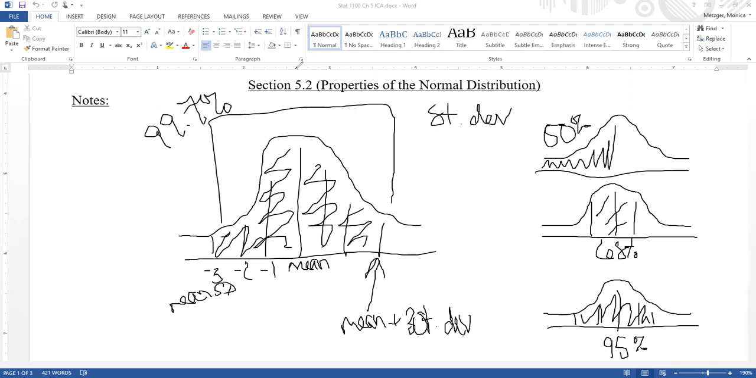So in our tails, I'm going to use blue here, we can figure out how much is remaining. If we have 99.7% of our data within 3 standard deviations, then we're going to have 0.3% remaining. So we'll have 0.3 divided by 2 and 0.3 divided by 2, because those two pieces combined give us the remaining 0.3% we need to make 100.